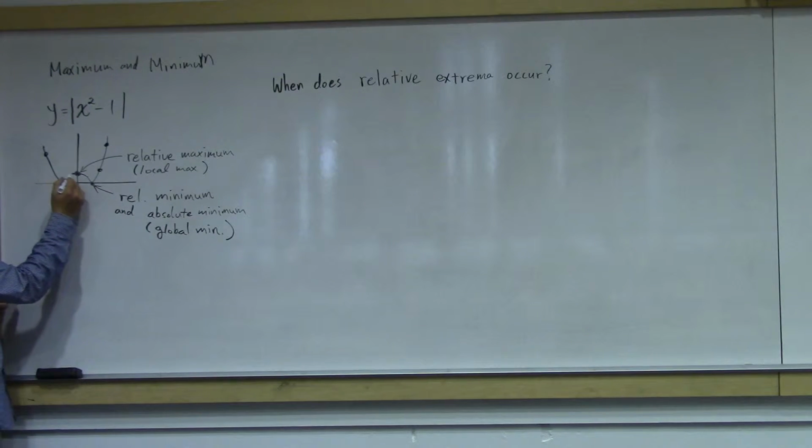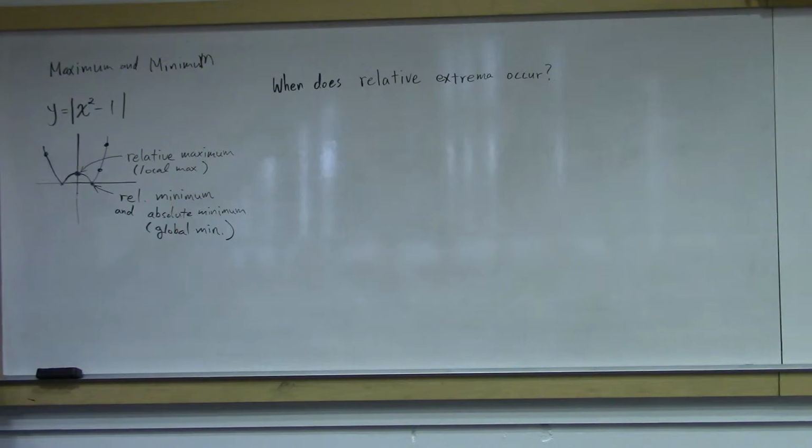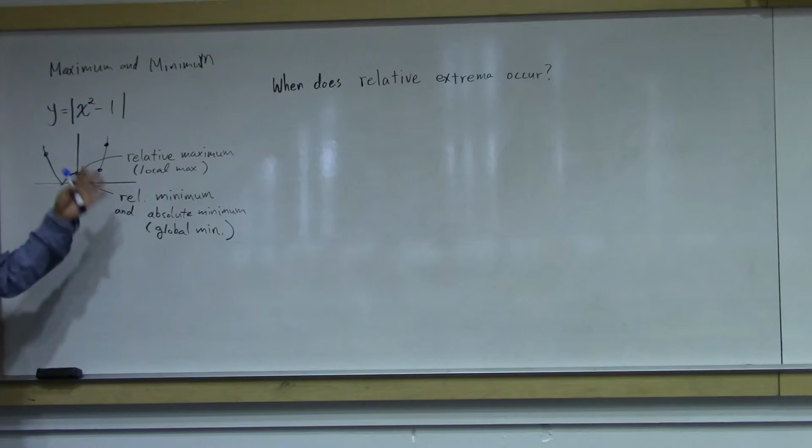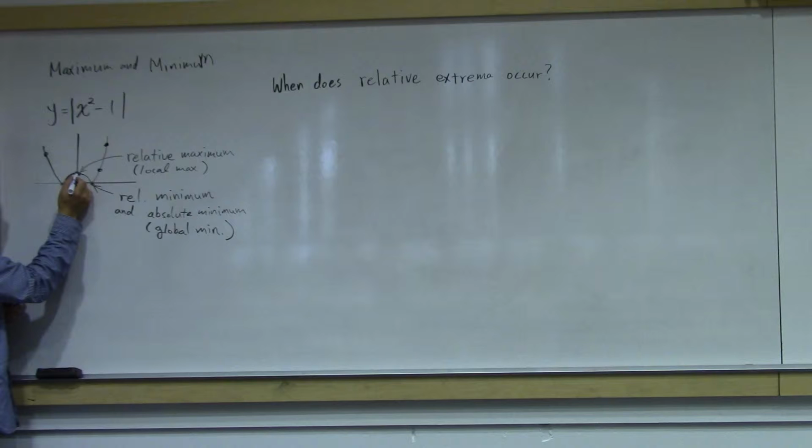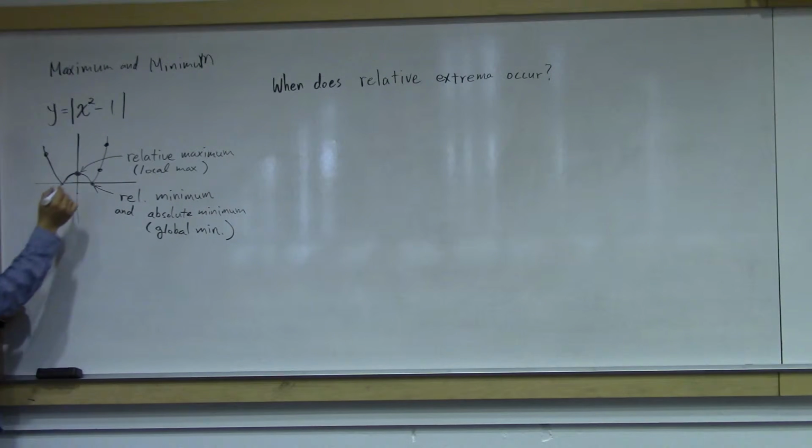It's a point where, first of all, it's a turning point. That's how some people call it. Another name for these relative maximum or relative minimum is a turning point. And if you think about the tangent line, what's so special about the tangent line at this point? The slope is 0. It has a horizontal tangent.